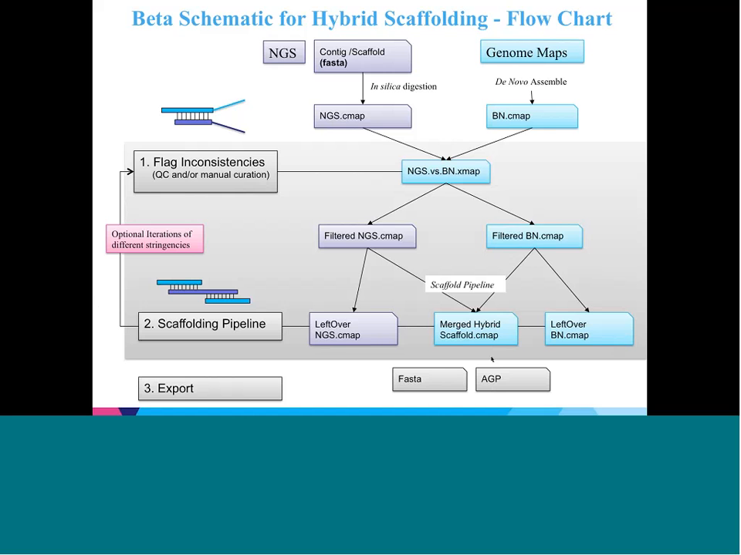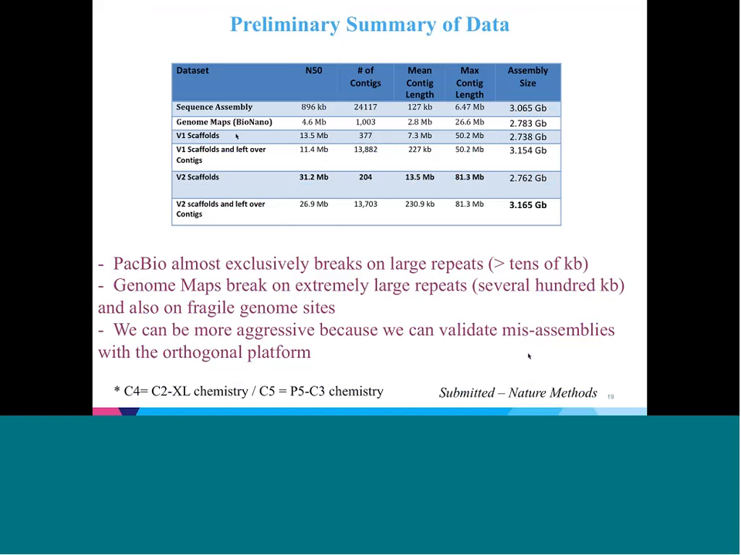So what are the actual stats on these assemblies? We started off with a pretty reasonable sequence assembly using fairly aggressive parameters. We got to about 900 kb N50, but a large number of contigs and a fairly reasonable genome size. With the BioNano genome maps, we had a much larger N50 of 4.6 megabases. But what I want to point out is the substantial improvement that you get with the hybrid scaffold. So after multiple iterations, you get down to 31.2 megabases N50 for the scaffold.